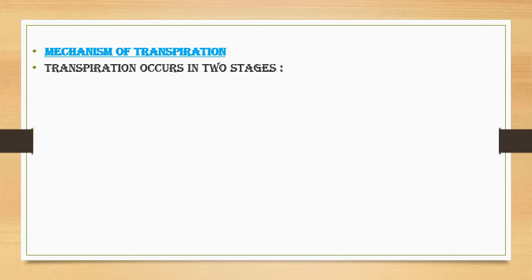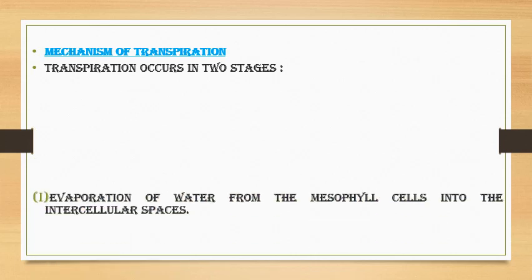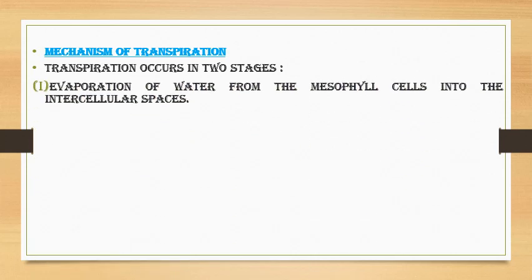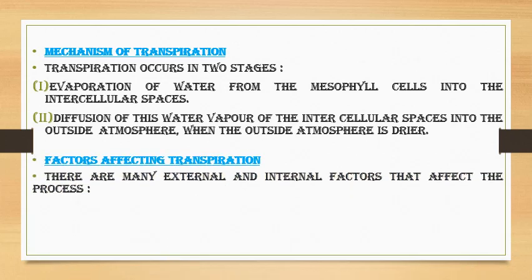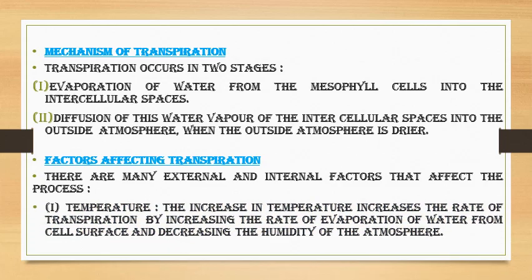Mechanism of transpiration. Transpiration occurs in two stages. Evaporation of water from the mesophyll cells into the intercellular spaces. Diffusion of this water vapor of the intercellular spaces into the outside atmosphere when the outside atmosphere is drier. Factors affecting transpiration. There are many external and internal factors that affect the process.